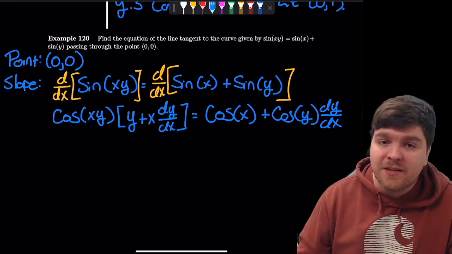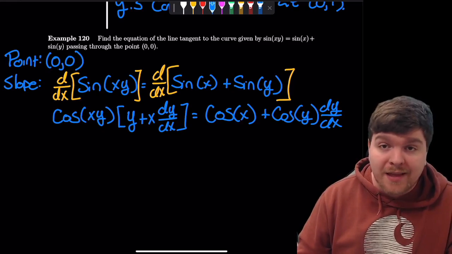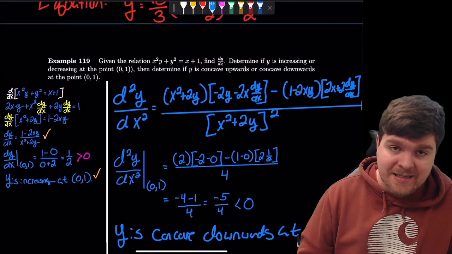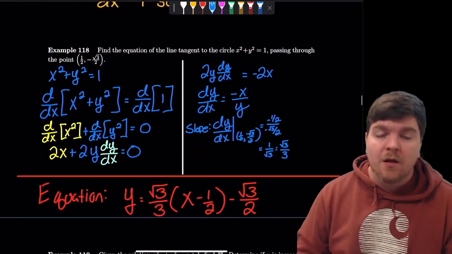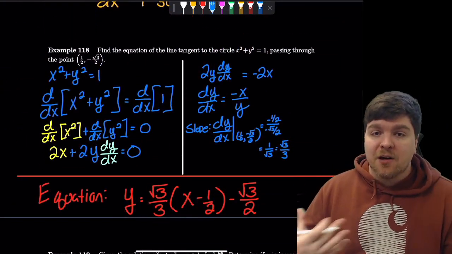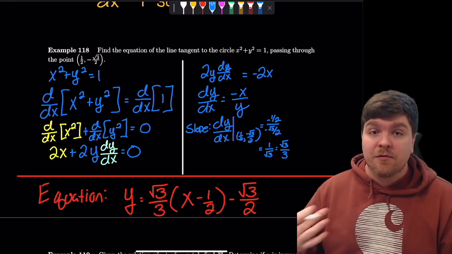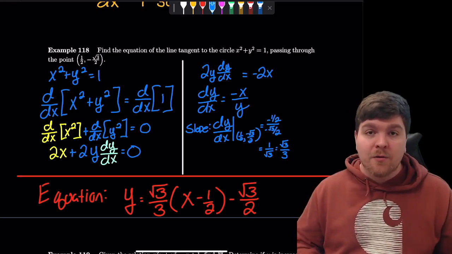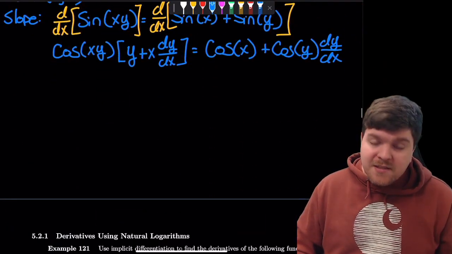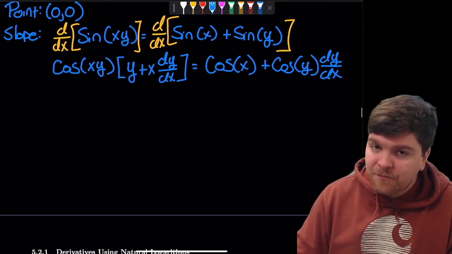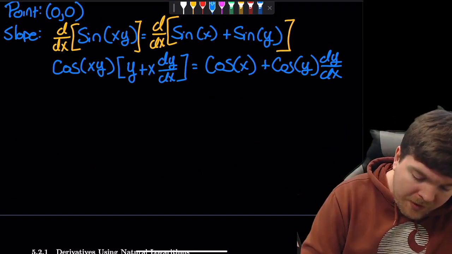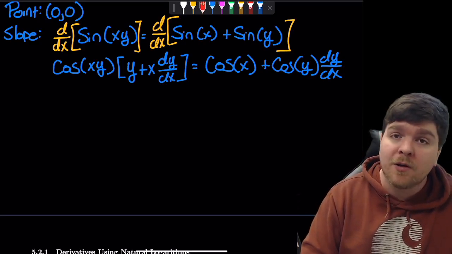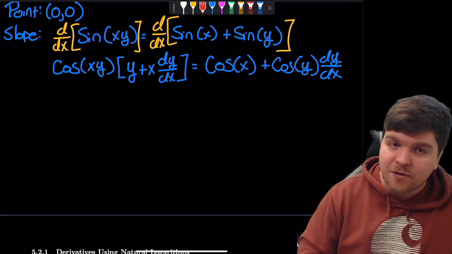At this point, there's actually a couple of different places that we could go from here. In example 118, we went through the entire process of finding dy dx first before substituting in our x-coordinate and our y-coordinate. That's not actually entirely necessary, because if we wanted to, we could plug in our point now, and we could actually solve for dy dx.